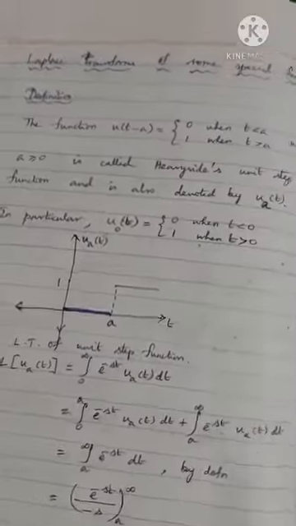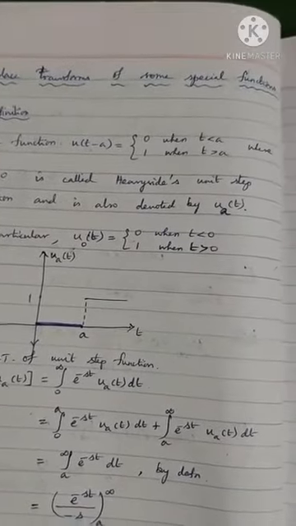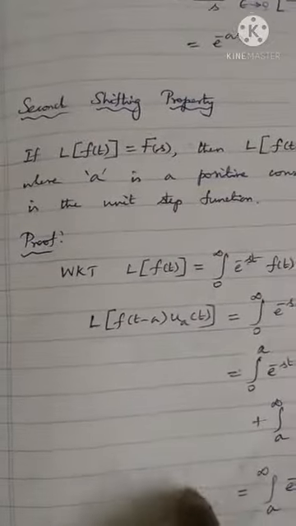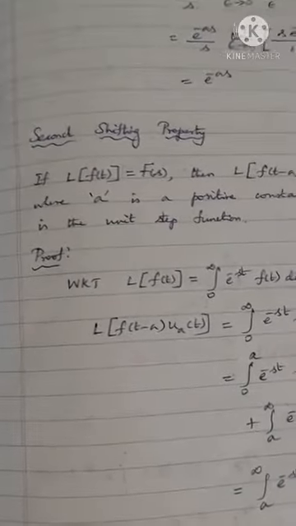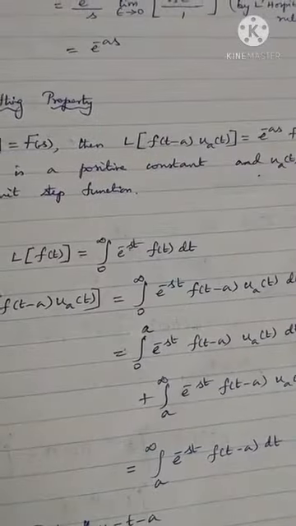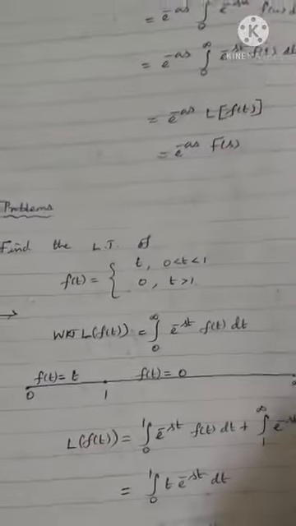After the initial value theorem and final value theorem, next comes Laplace transform of special functions, right? Unit step function, unit impulse function. Next we have the second shifting property. Listen here, under properties it should come, but I cannot discuss this property there without discussing the unit step function. That's why it has come after the unit step function.